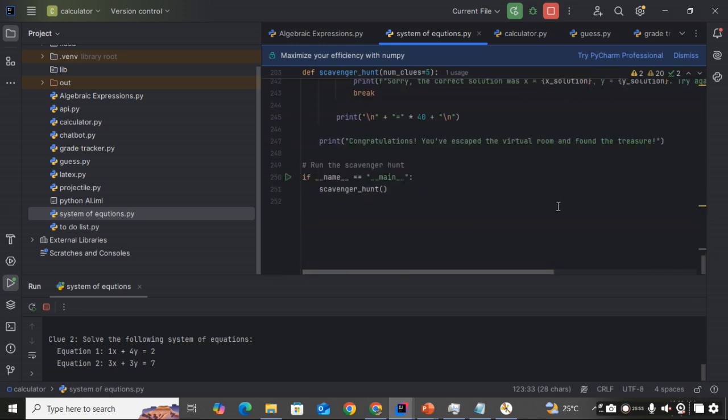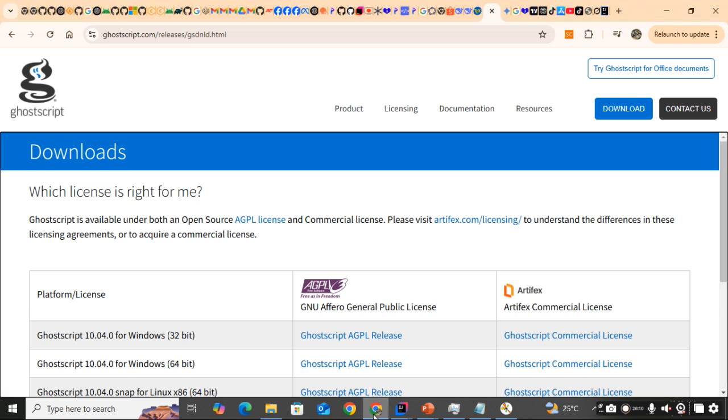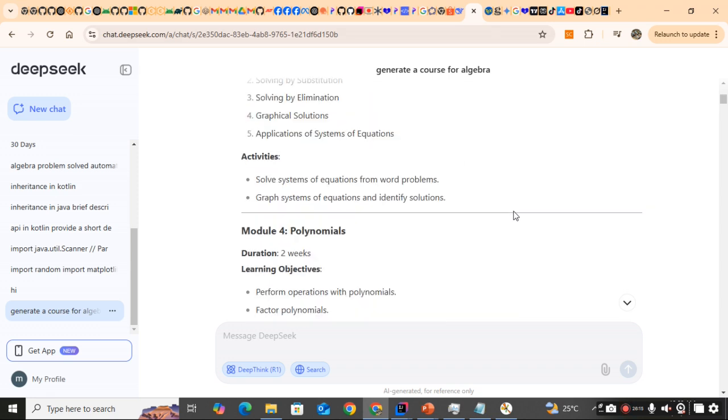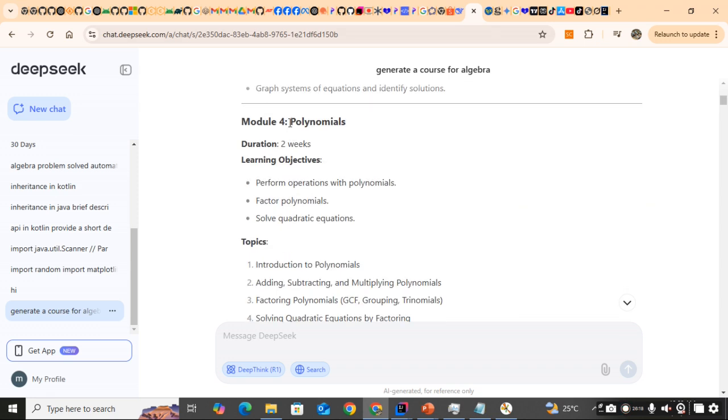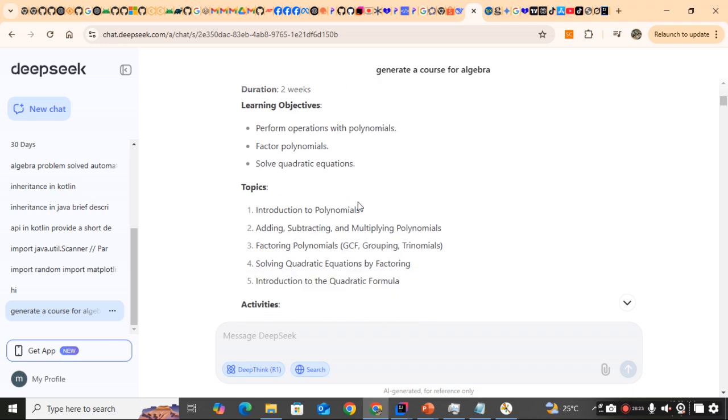In the next videos, we will discuss more on how to automate algebraic solutions. Let's try to see the next topic, as generated by the DeepSeek model. We go on to the fourth module, which is polynomials, higher order. We explore factoring, quadratic equations by factoring, and an introduction to the quadratic formula. But for now, it's quite lengthy. It's already 26 minutes.